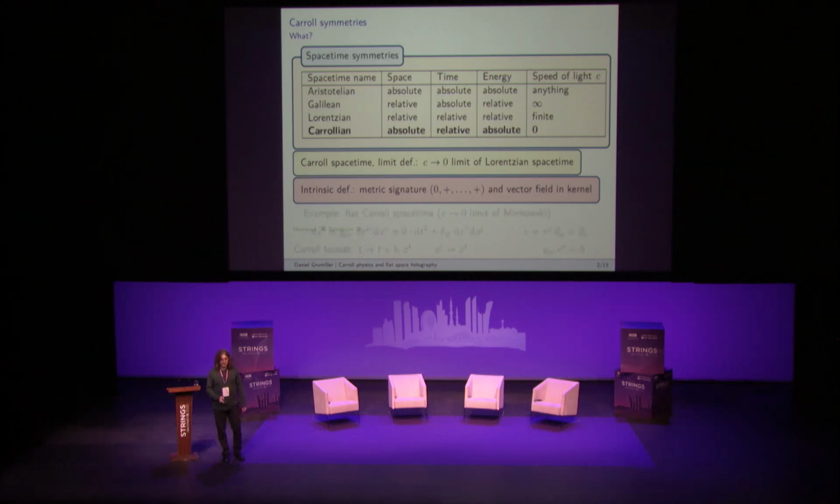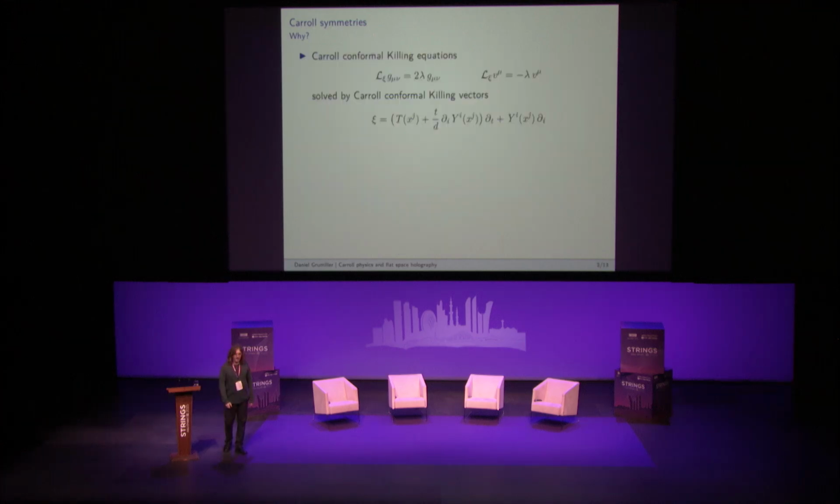And the simplest example is a flat Carroll spacetime, the c to zero limit of Minkowski, and the Carroll metric is essentially the spatial part of the Minkowski metric, delta_ij, and the vector field is just ∂_t. And Carroll boosts, in this case, shift time by a linear expression in x with some boost parameters b_i and leave space invariant. Now, why would anyone be interested in Carroll symmetries?